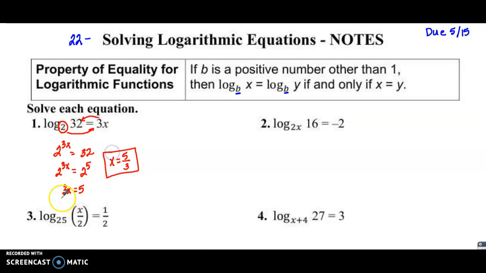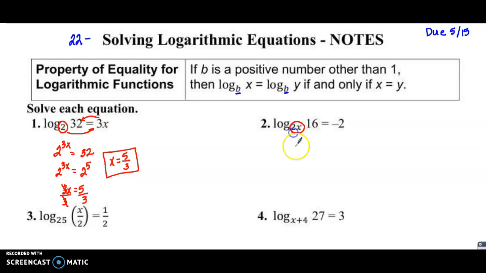Make sure when you're doing that, I see a lot of people getting it backwards, make sure that you're dividing by the right number. You divide by your 3 to get 5/3. Okay, so just be careful with that. Number 2 is very similar to that. These first couple examples are all the same. I've just put the variable in a different spot and given you different looks.